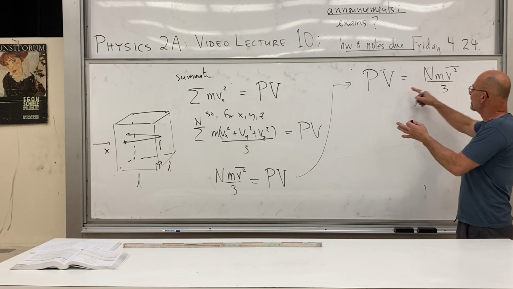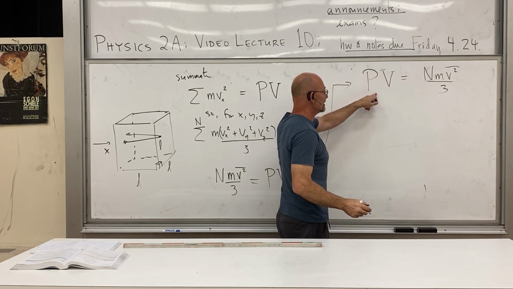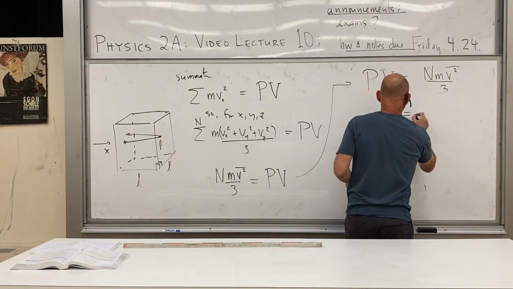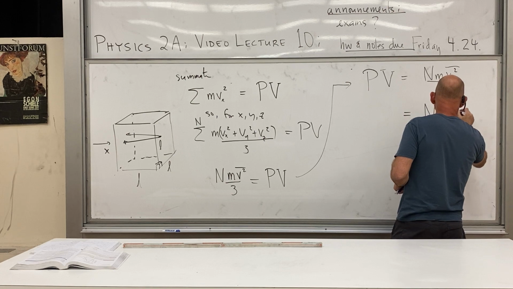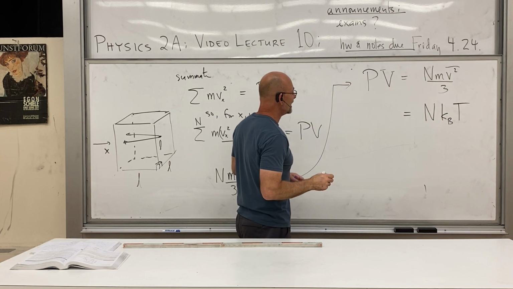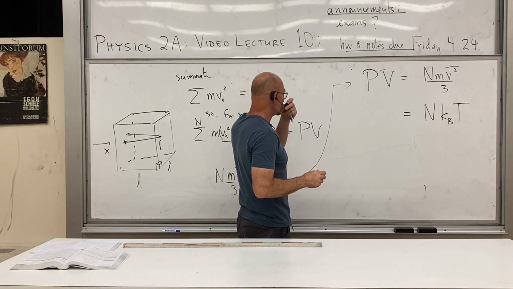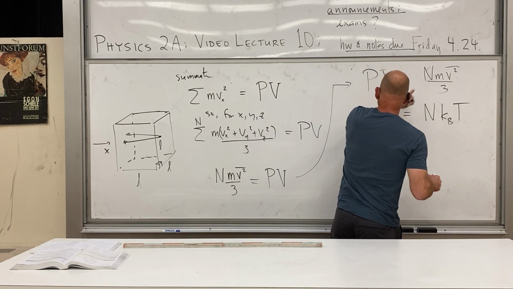Okay, so what belongs on the right side of the ideal gas law? N, and now I'm going to introduce something called the Boltzmann constant, and T: N k Boltzmann T. So this is the number of particles. That was in our original derivation.